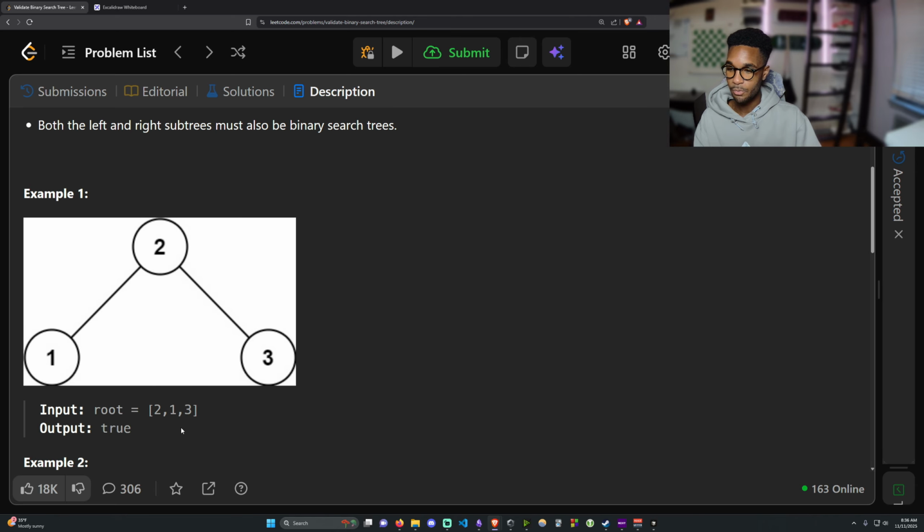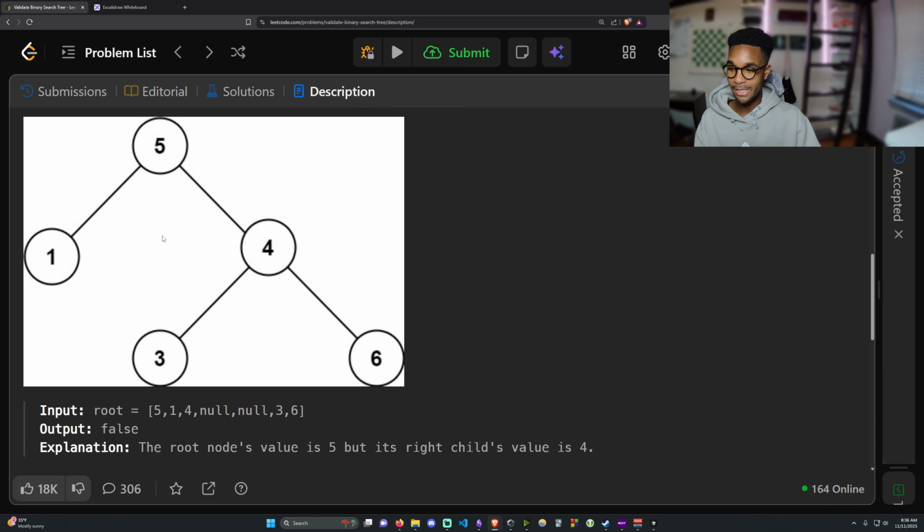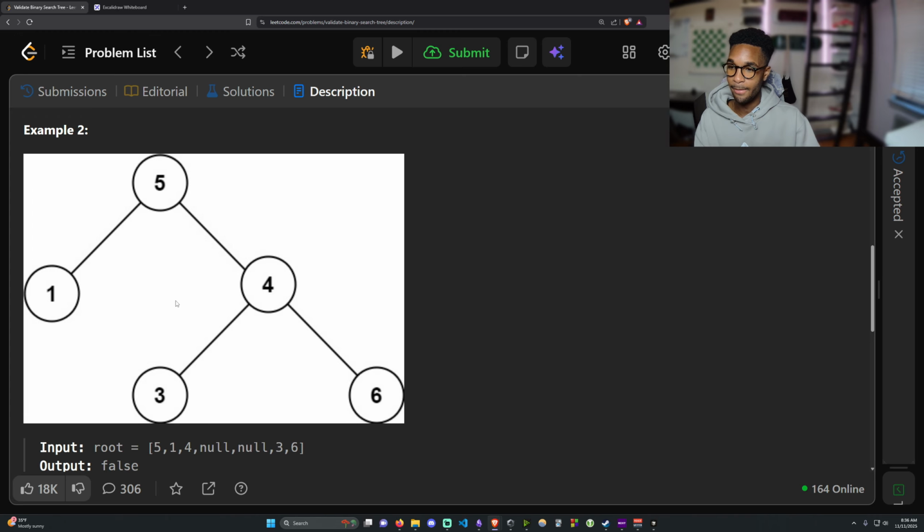So if we look at the first example, this returns true because it is a binary search tree. If we look from the perspective of the root value 2, if we go to the left, we see that the left-hand child is a 1, which is less than the parent's value, so this checks off to be true. If we go to the right is a 3, which is greater than 2, so this is a valid binary search tree. If we move on to the second example, this returns false, but let's see why.